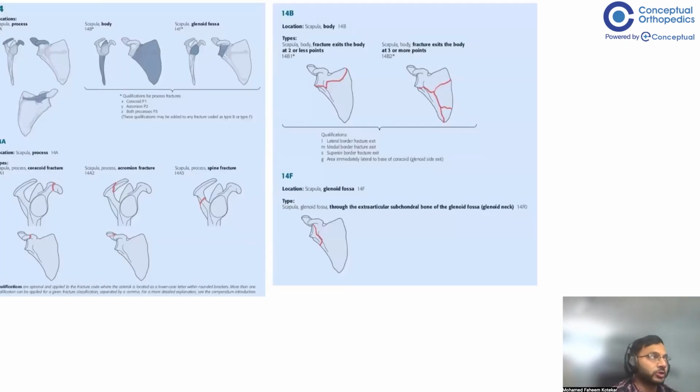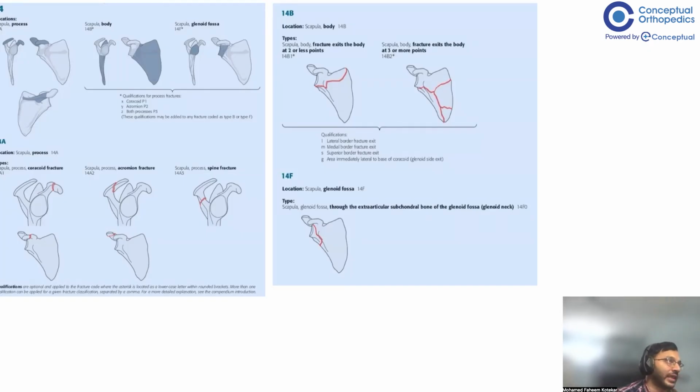Now if we talk about the AO classification, 1-4 is the number given to scapula. 1-4A is the name given for the scapular process fractures. That is, we have three processes in the scapula. The first is the coracoid, the second is the acromion, and the third is the spine of the scapula. The spine divides the scapula into the supraspinatus fossa, from which the supraspinatus muscle takes origin, and we have the infraspinatus fossa inferior to the spine of the scapula.